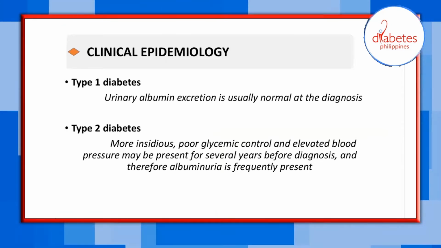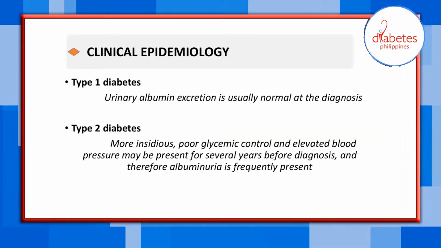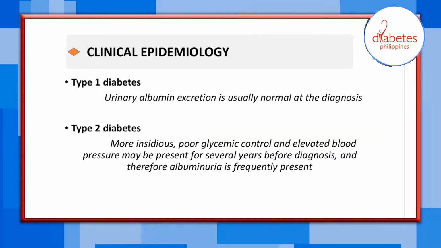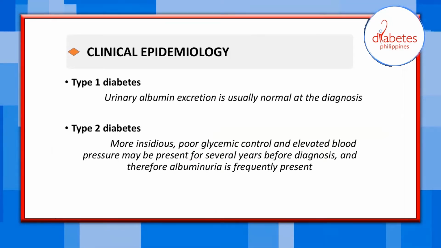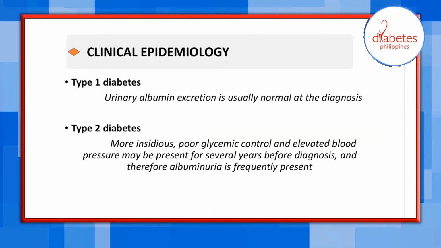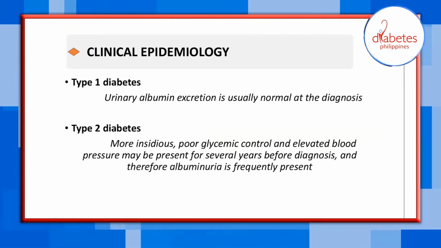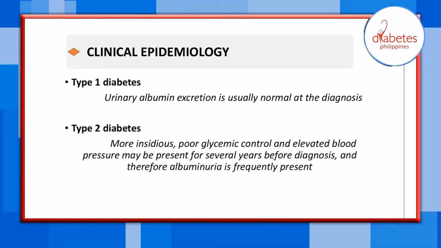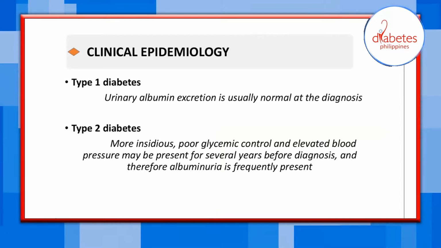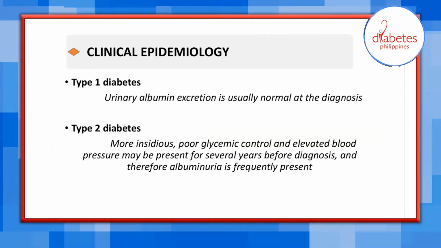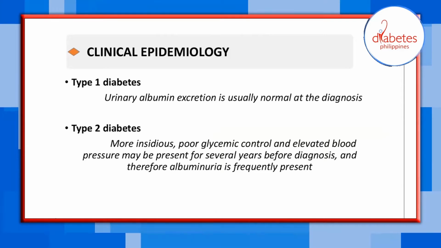In type 1 diabetes, urinary albumin excretion is usually normal at diagnosis, while in type 2 diabetes, it is more insidious, with poor glycemic control and elevated blood pressure that may be present for several years before diagnosis, and therefore albuminuria is frequently present.